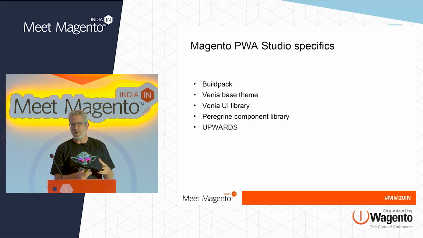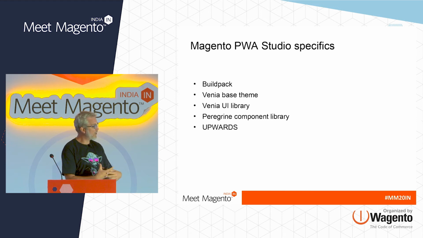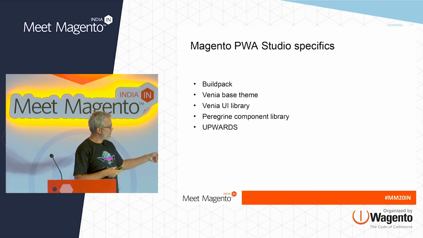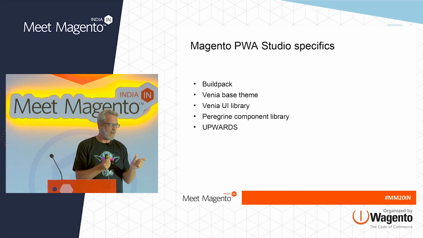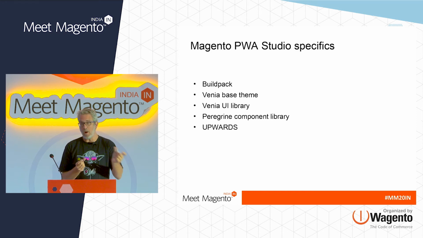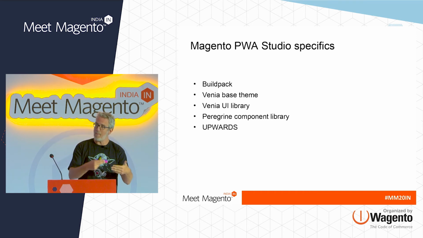But then theoretically, you take their Venia base theme, which is currently still a combination of theming logic, so a base theme, plus a UI library, and this UI library is becoming more and more important in the vision of Magento. While there's also the Peregrine component library, and you could say that the Venia UI library is only about the output of the front end, the HTML, while the Peregrine components are much more about how to connect the app into Redux and towards GraphQL, so basically the underlying logic.